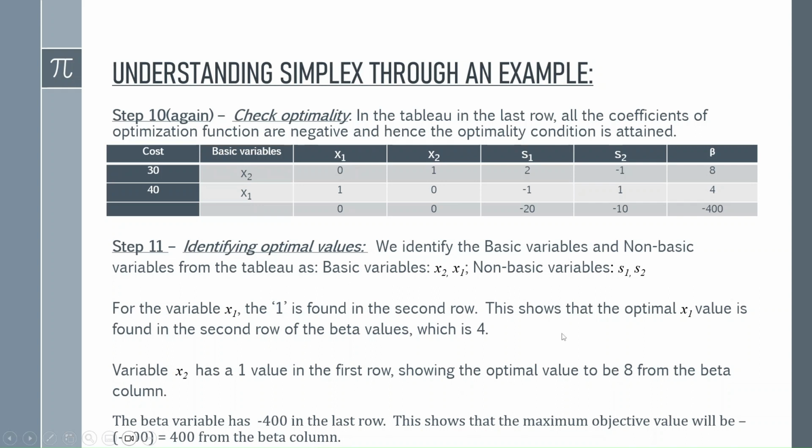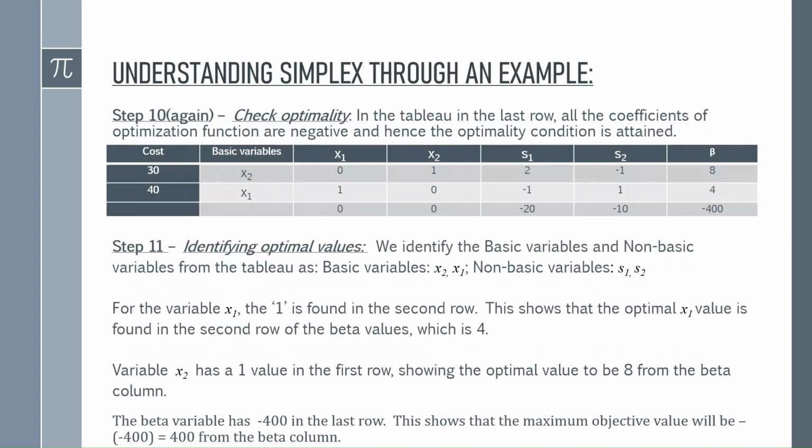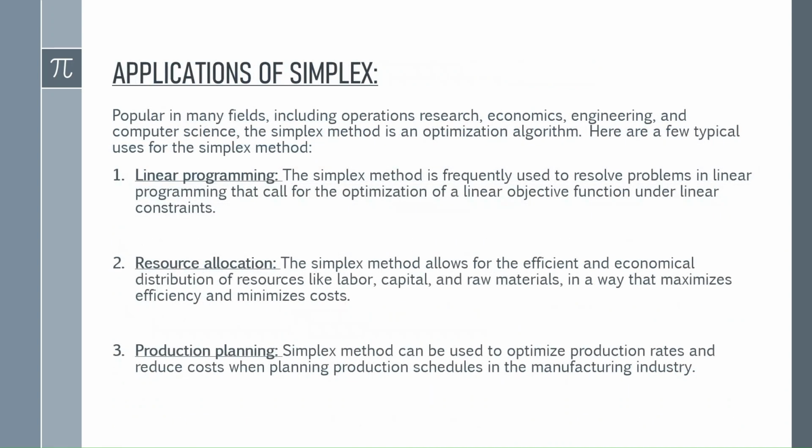So whatever optimal value we achieve in this table, we need to multiply it with the negative sign to attain the actual optimal value. Hope the explanation is clear for the simplex algorithm and its applications. The simplex algorithm is used in physics, complex equations, economics, engineering, and computer science.